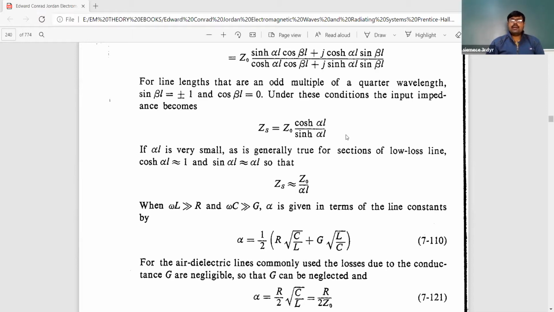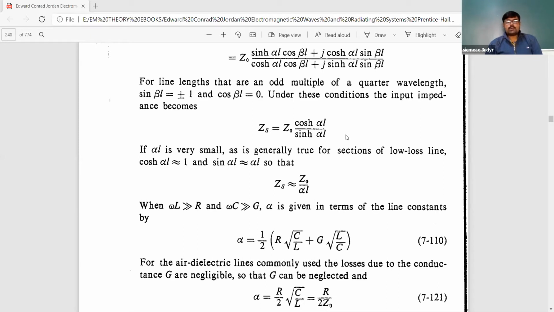If alpha L is very small, we have already seen that the alpha value is nearly equal to 0 under certain conditions. Now, if this alpha L value is very small, generally small, compared to the value of beta, this alpha L will be very small.